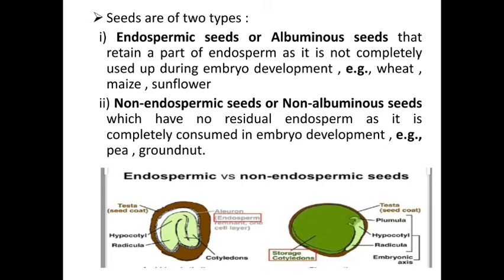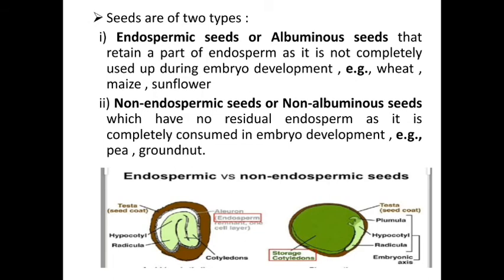So here a diagram is shown. Endospermic, you may see this is a seed, that is an endospermic or albuminous seed. You may see here that this is the part. Some part of the endosperm remains here without utilization during the embryo development, because of which this type of seed is known as albuminous seed or endospermic seed. Some examples are wheat, maize and sunflower.